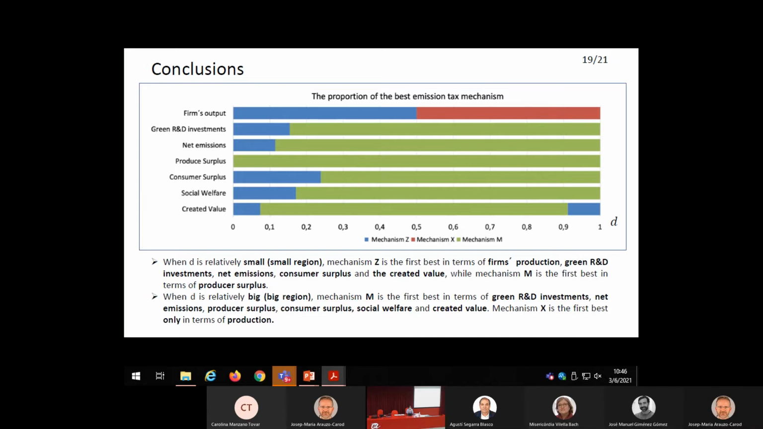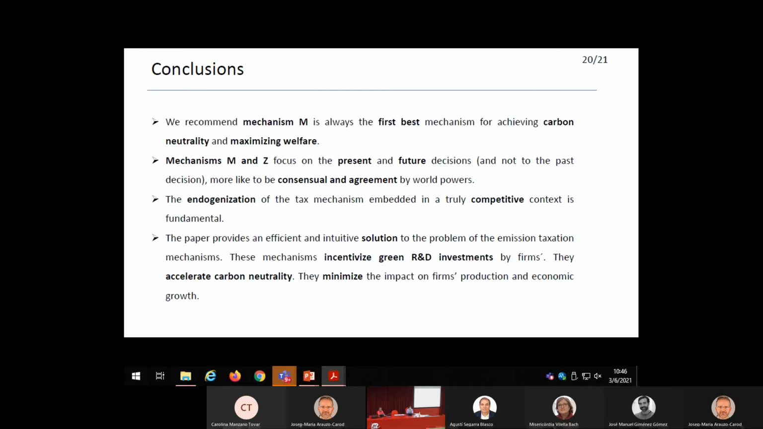And then when environmental damage is relatively high, or in a big region, mechanism M is the first best in terms of green R&D investment, net emissions, producer surplus, consumer surplus, social welfare, and the created value. However, mechanism X is the first best only in terms of production, in this case, under high environmental damage. Therefore, we recommend mechanism M as always the first best mechanism for achieving carbon neutrality and maximum welfare.